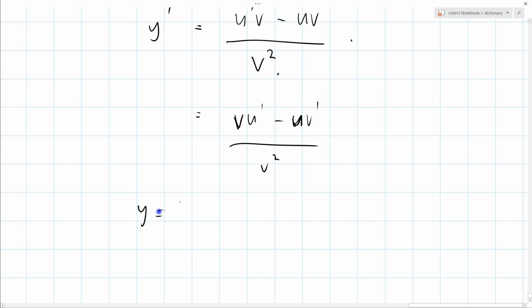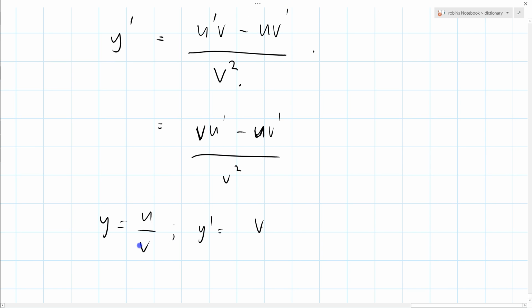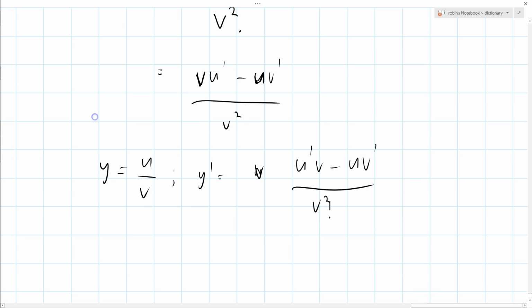So y equals u over v. Y dash equals v... Nope. U dash v minus u v dash over v squared. Nice little formula.